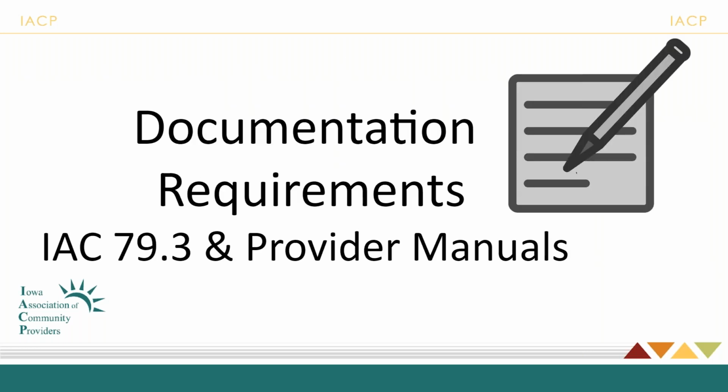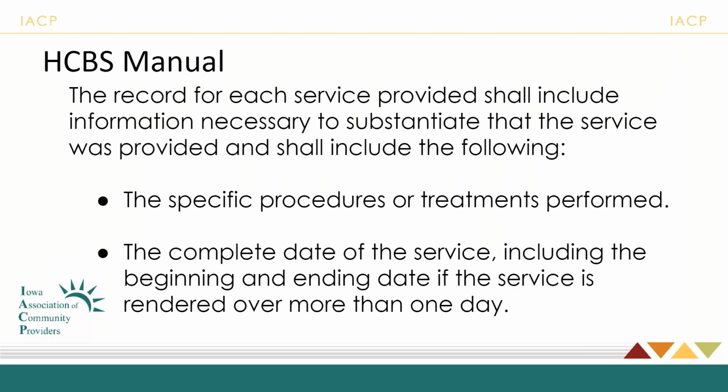So then the documentation requirements, like we said, are in Iowa Administrative Code 79.3 and the provider manuals, and you have the links for those earlier in this presentation. What I'm going to do now is go over what each manual says, because there's a different focus in each manual. You have the same rules in the Iowa Administrative Code, but how the manual interprets those rules is different between HCBS services and habilitation services.